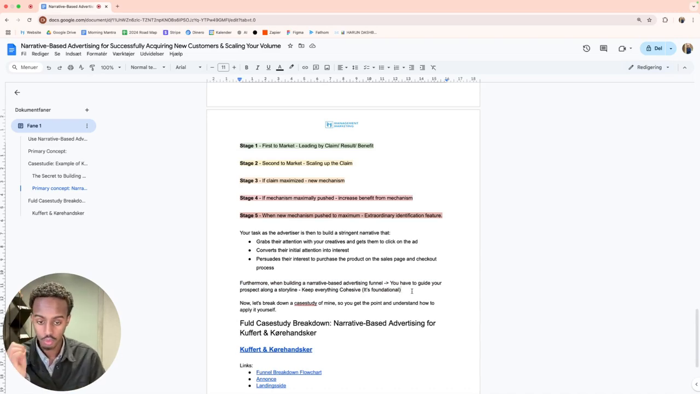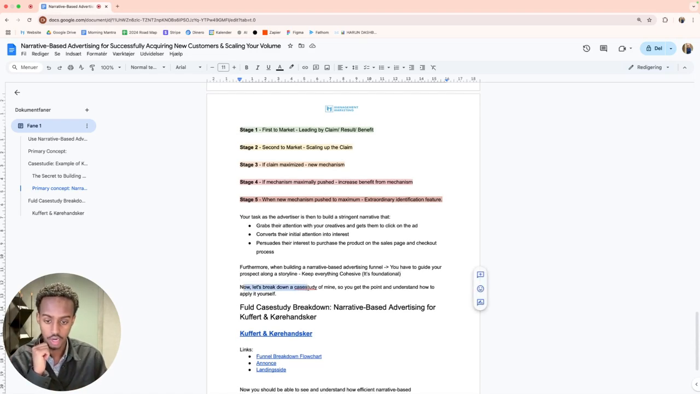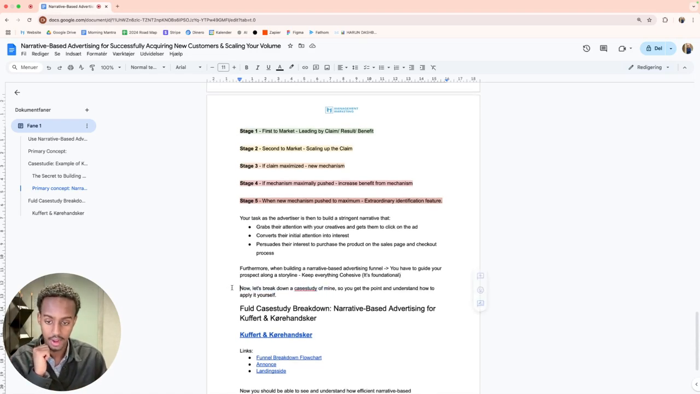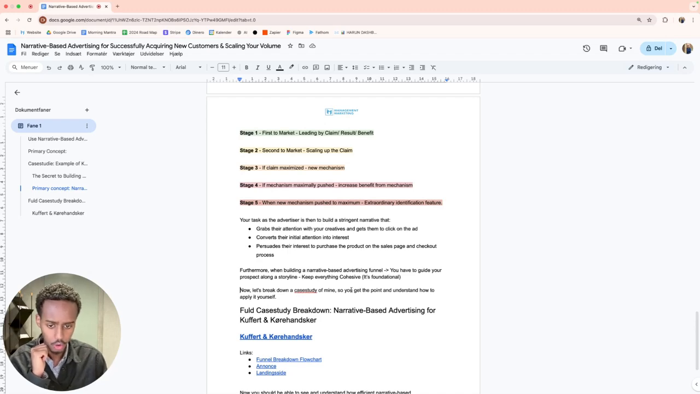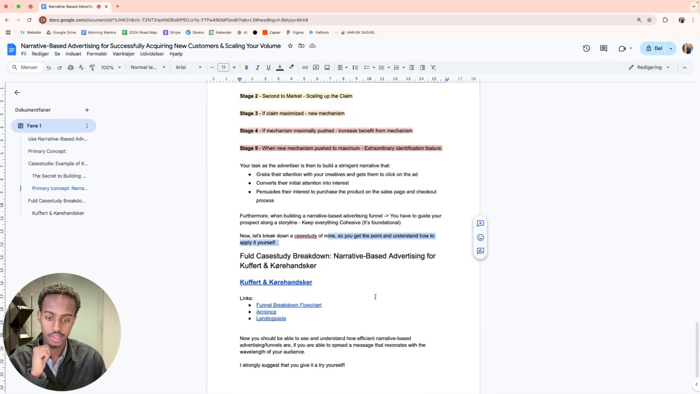Because when you have a specific narrative that essentially resonates with your target audience, you need to keep that narrative from the ad to the landing page to the checkout process until they essentially buy your product. Because if not, the target audience would be thrown off, as your customer journey isn't cohesive. Now, I essentially want to break down a case study of mine that I briefly talked about earlier, so you can get the point and understand how to apply this for yourself.